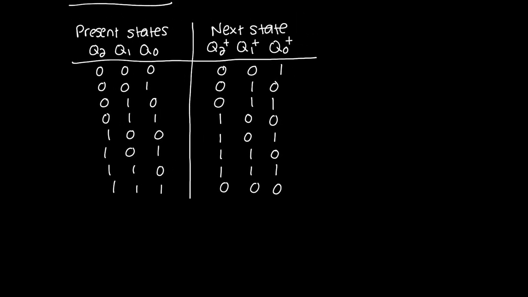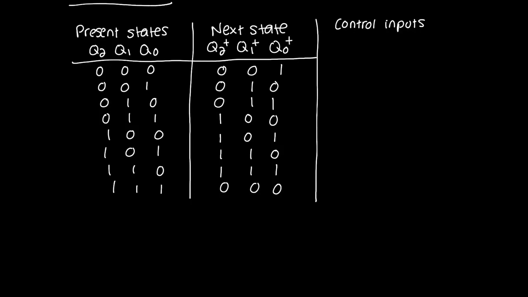Okay, so now what's the next thing I do? The next thing I do is I need to know what my control input should be to get me from my present state to my next state over here. And this, of course, depends on which type of flip-flop that I'm using. So if I'm using a D flip-flop, my control inputs will be D2, D1, and D0. But if I'm using a JK flip-flop, then my control inputs will be J1 and K1.